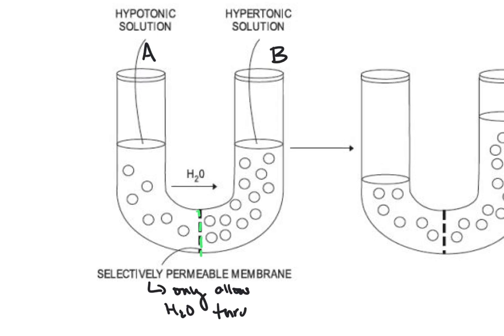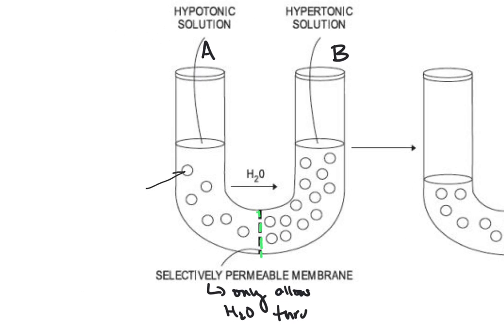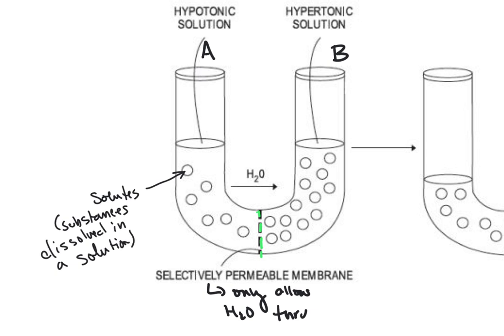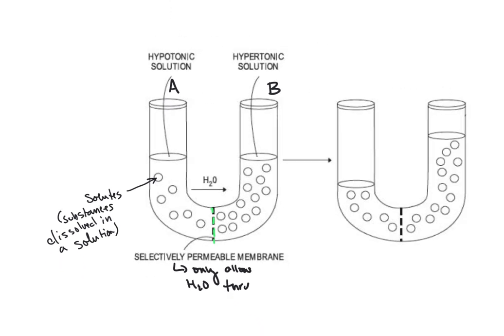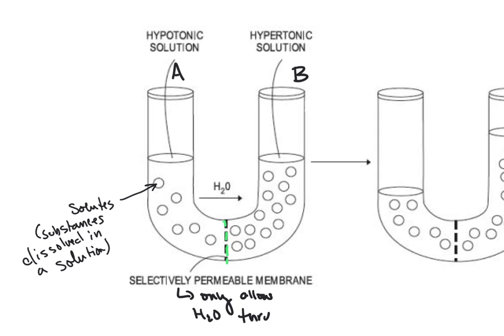Now, these little circles represent solutes, right? These are substances dissolved in a solution. So if we compare side A and side B, I want to look at two things. I want to look at the solute concentration, and I also want to look at the water concentration, also known as the solvent, all right? And I want to look at that for both sides, side A and side B.